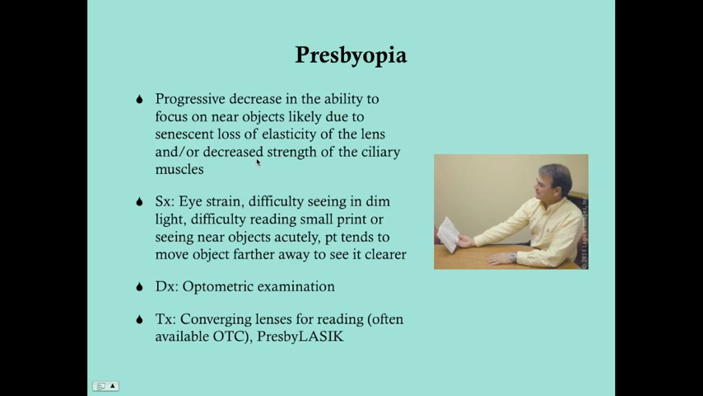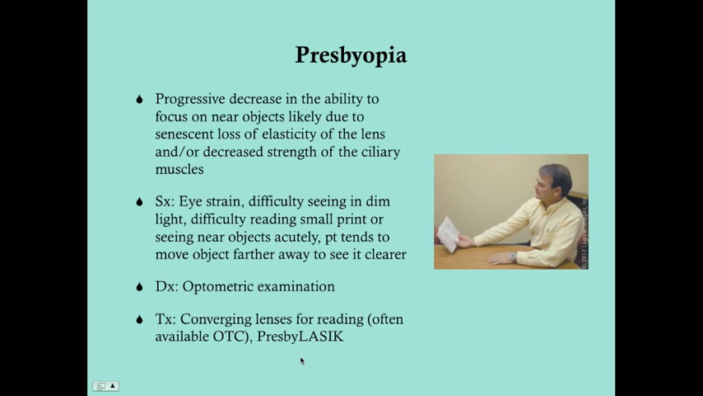And so you can get lenses for this. A lot of times you can get these over the counter. If you ever go to the gas station or to Walgreens and you see the lenses that are for sale, usually they're gearing these towards presbyopia, reading glasses. So you can get these either prescription or over the counter, and there's also a LASIK surgery that can be done for presbyopia as well.